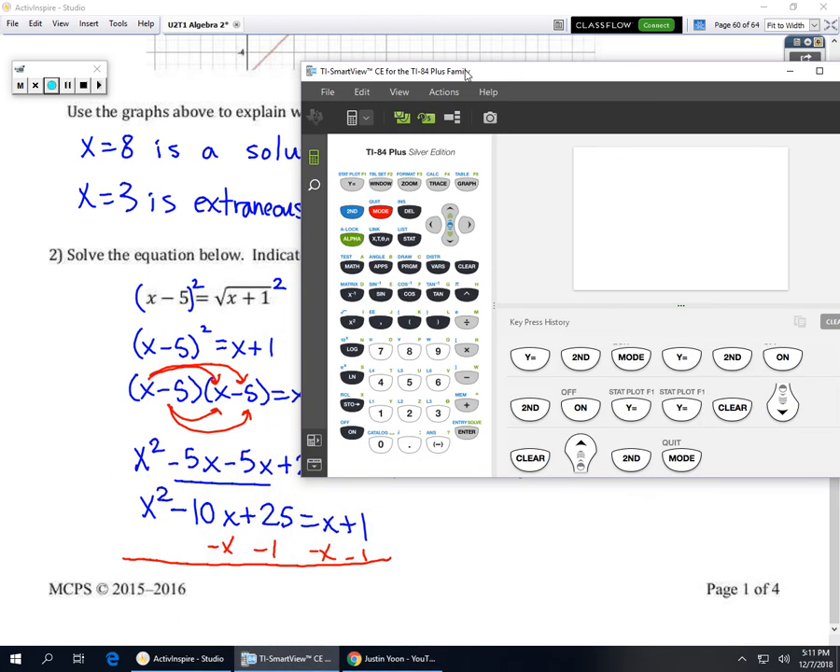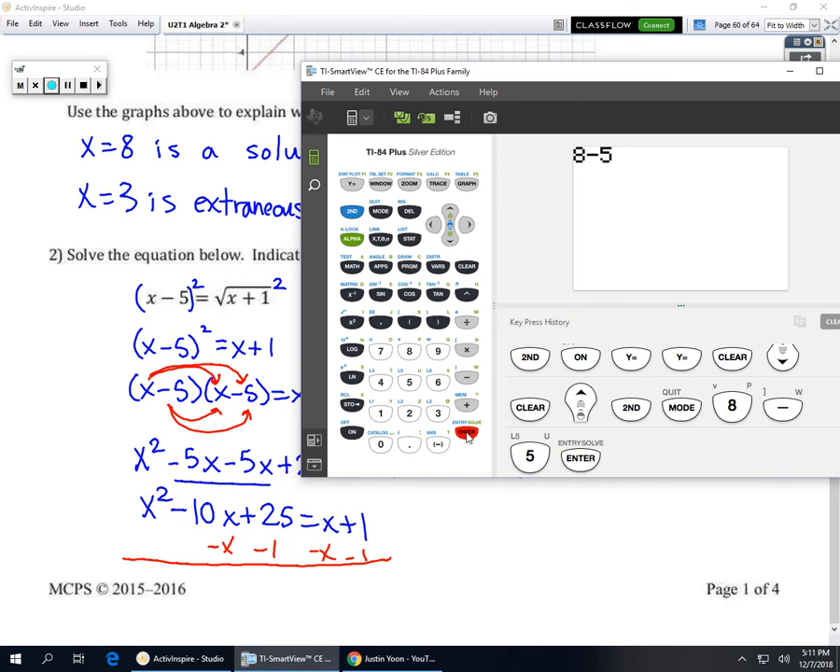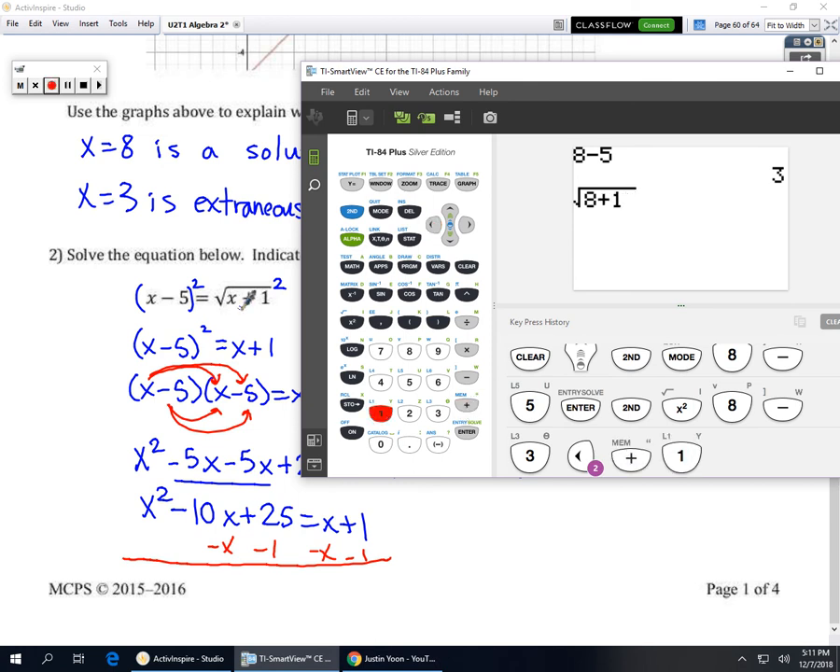Let's plug each into the original equation and see what happens. So original equation was x minus 5. So let's do 8 minus 5. That is 3. All right, what if I plug in the 8 right there? So I do the square root of 8 minus 3. Nope, not 8 minus 3, 8 plus 1. Because it's x plus 1, the answer is 8, so 8 plus 1. All right, they're both equal to 3. Awesome, so 8 is a solution. So that's real. What if we try 3? So we're going to do 3 minus 5.